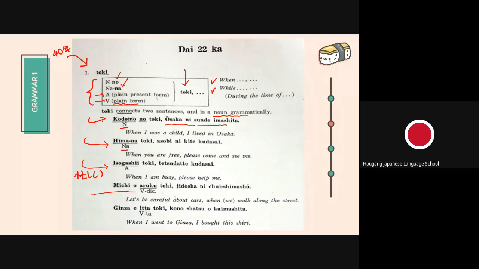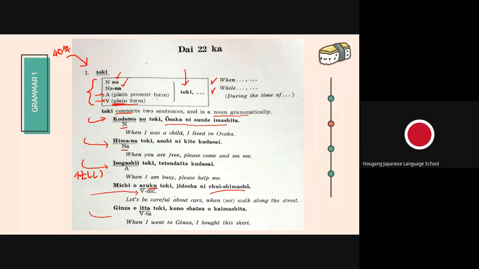They use the dictionary form. Michi wo aruku toki, jidosha ni chuui shimashou. When crossing the road, aruku is the dictionary form because it's plain form, right? Let's look out for cars. Chuui shimasu is look out for cars, or pay attention to cars, alright?